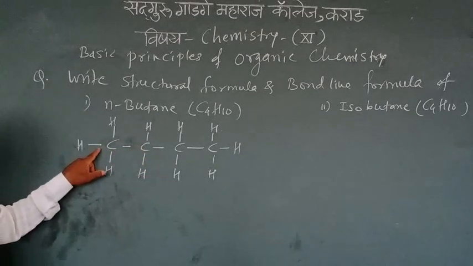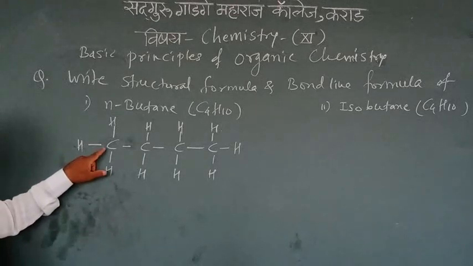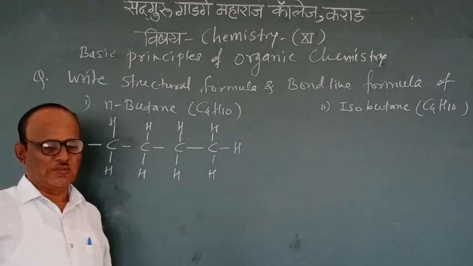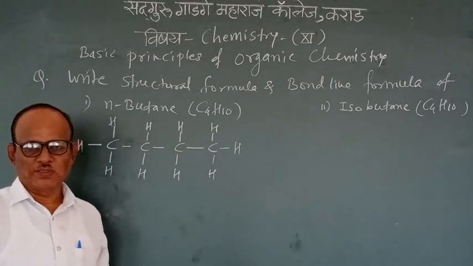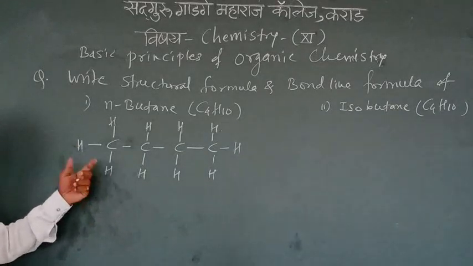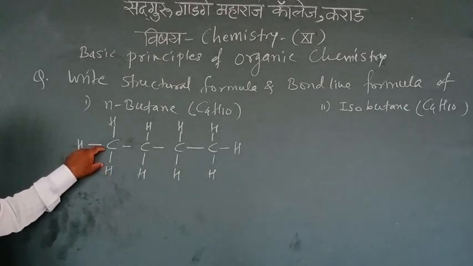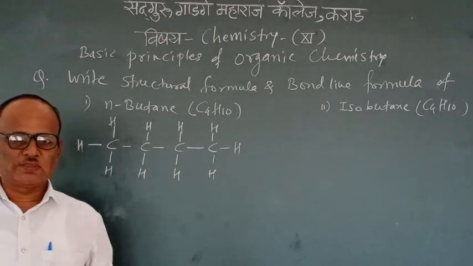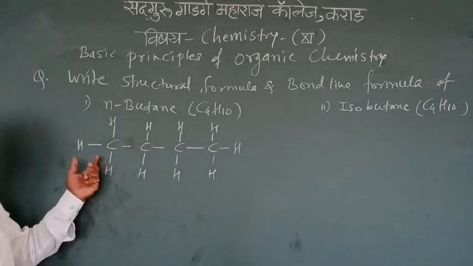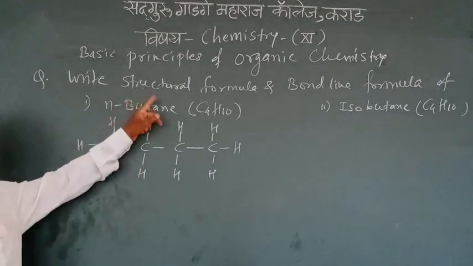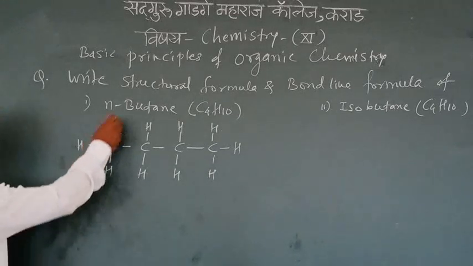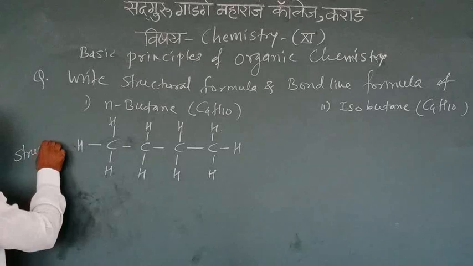Valency means there are 4 covalent bonds from the carbon atom, because carbon has 4 valence electrons, and these 4 valence electrons form 4 covalent bonds with other atoms. The other atom is hydrogen, containing 1 electron. Sharing of electrons takes place between these 2 atoms, forming a covalent bond. So this type of structure is the structural formula for n-butane.